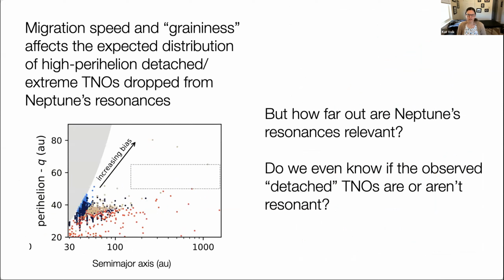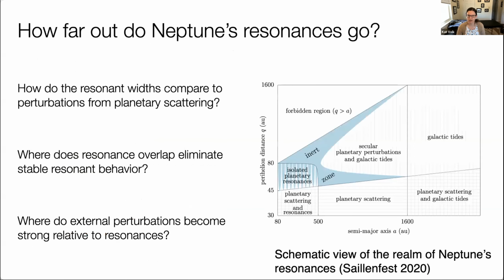But one of the problems with this is we actually don't have a great handle on how far out we should be looking for Neptune's resonances. Do they go out? Do they stop at 150 AU, 250 AU, 300 AU? Do we even know, for the objects that we have observed, are their orbits good enough to know if they are actually resonant today? Or how far are they from the resonances? These are things we haven't quite been able to answer yet with the given data and dynamical studies.